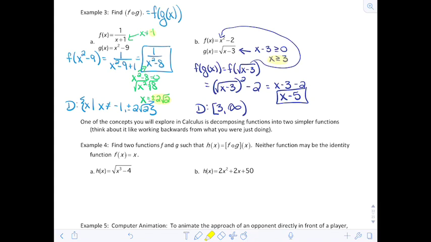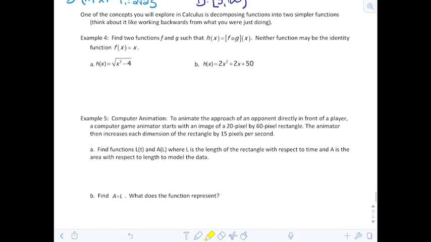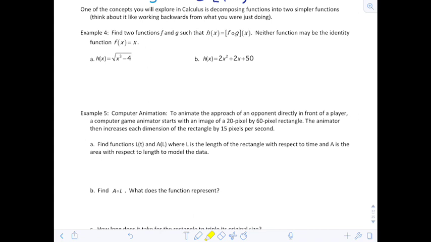Okay, now that probably seemed familiar to you. Maybe you're a little rusty, but it should be pretty familiar. Now we're going to do something that's not so familiar. We're actually going to go in the reverse order with these. So looking ahead, one of the concepts you're going to explore in calculus is decomposing functions, so breaking them down into two simpler functions. We're going to work backwards from what we just did.